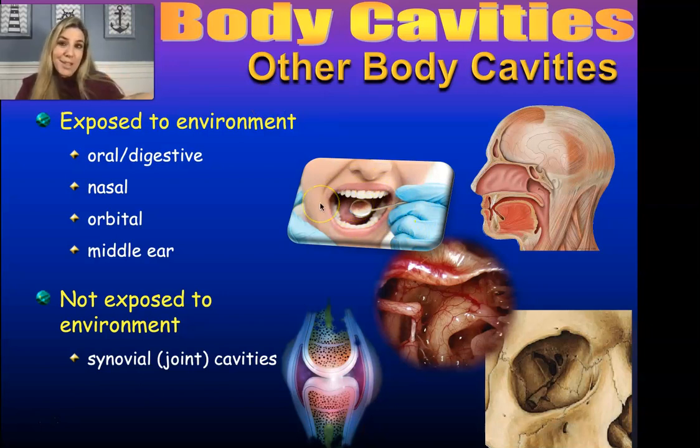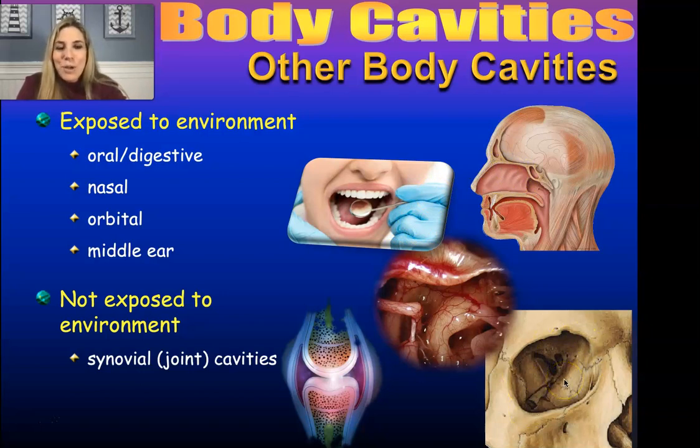It can also be called the digestive cavity because digestion begins in the mouth, which we'll be talking about later on in the course. The nasal cavity, obviously, you bring air through your nose and it goes on down to your throat. So this is your nasal cavity. Orbital cavity refers to your eye socket. So your eyeball would be inside there.